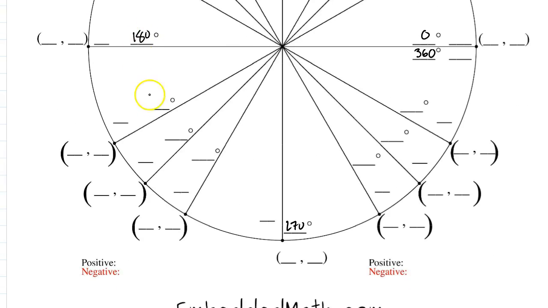Similarly down here, we'll go up by 30s, so this is 210, 240, 270, 300, 330, and then going exactly 45 degrees after 180 is 225, and then 45 degrees after this is 315.